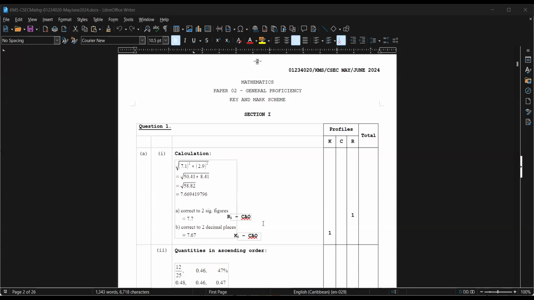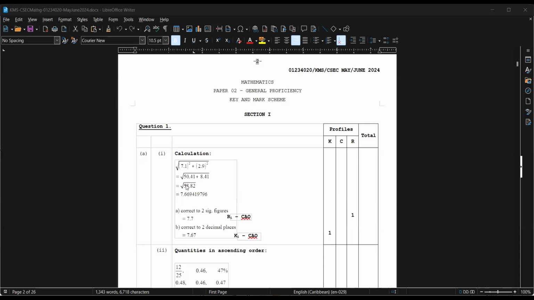And you have to give your answer to two significant figures. That's the first part. Do you see what marks they're giving you here? They give you 1 mark, just for this answer here. All the marker is interested in is that you have taken the calculator, punched this in somehow, and got 7.66.